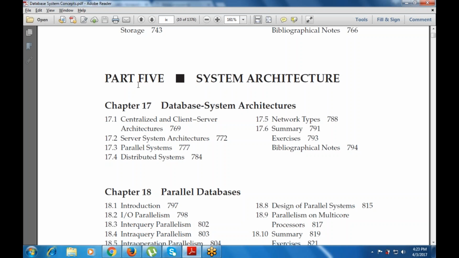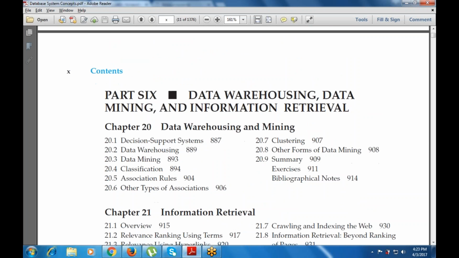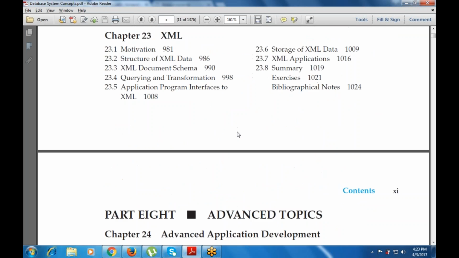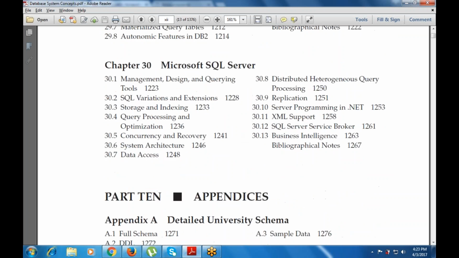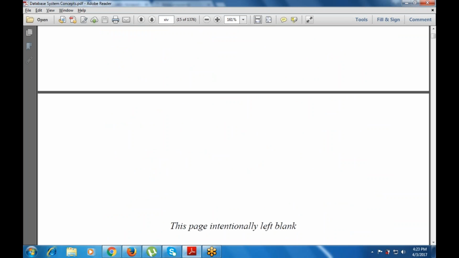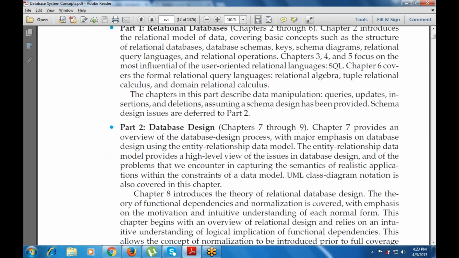Database system architecture. Then it includes parallel databases, distributed databases. Then part 6 is data warehousing, 7 is special databases, 8 is advanced topics in this. Then case study. So let's start with the first one, that is chapter number 1, introduction. Not part 1, that is chapter number 1.